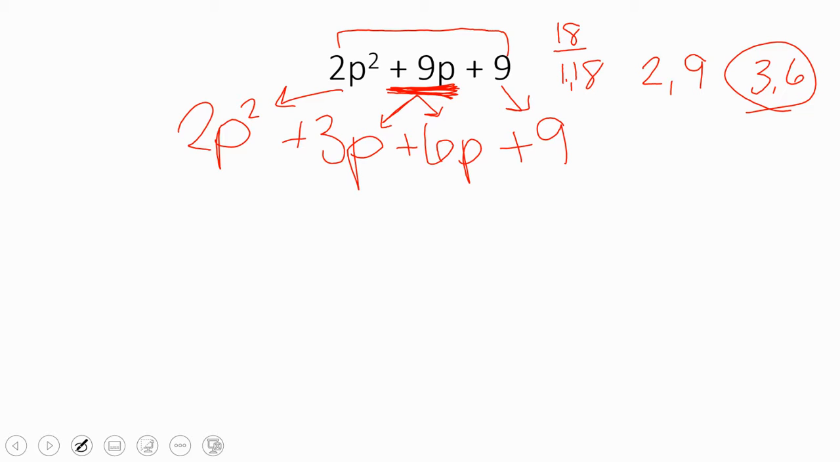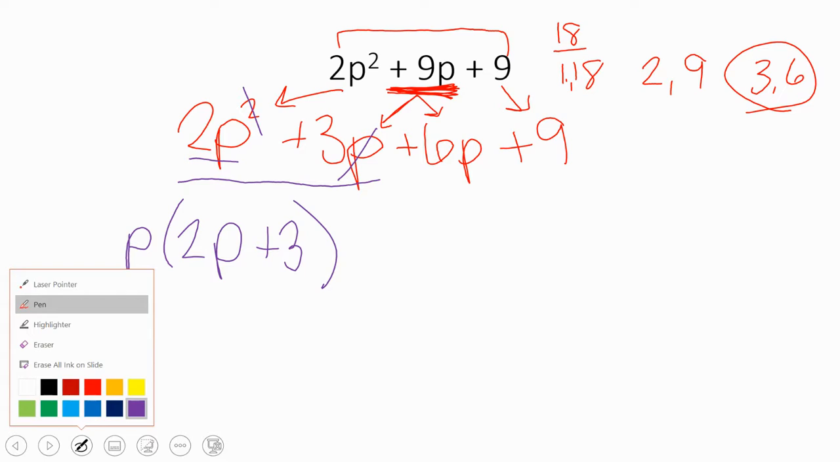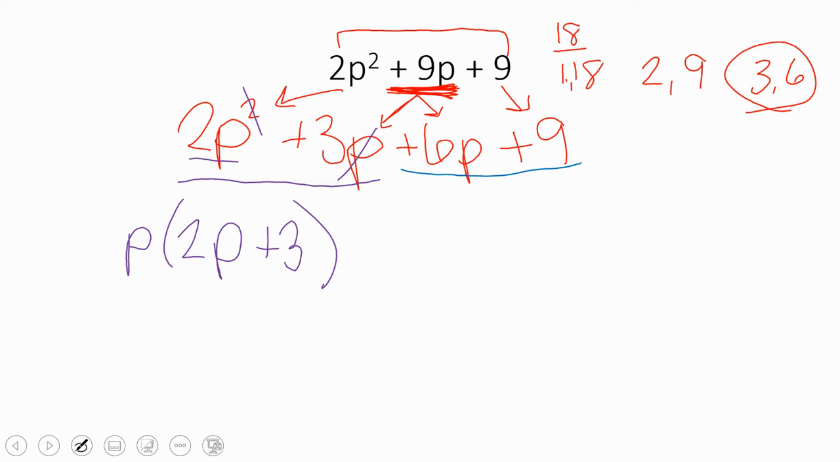From here, it's just like what we did last week. So I need to find what my first 2 terms have in common. Let me pick a different color. What do my first 2 terms have in common? The only thing I can factor out of both of those is p. So when I factor p out of those, this just becomes 2p, and this becomes 3. Right? And then I look at my second 2 terms. What can I factor out of those? Well, I can divide those both by 3. So when I divide that by 3, I get 2p. When I divide that by 3, I get 3.